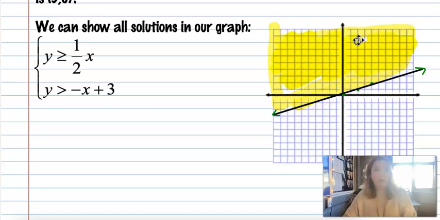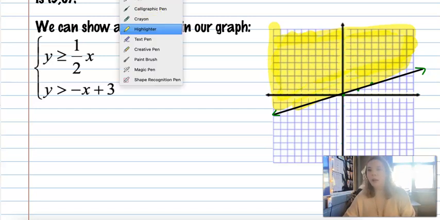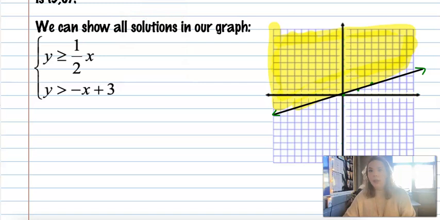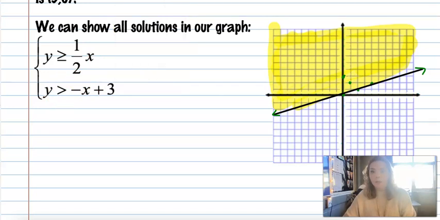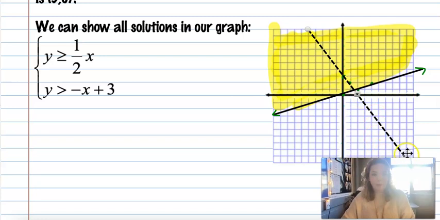Okay, so there's one line. So now let's graph the other on the same graph. We have -1x plus 3, so we'd start at 3 and go down 1 over 1. And this one needs to be a dashed line because there's no or equal to. Let me adjust that. There we go. And then this one's greater than, so we're also going to shade above again.